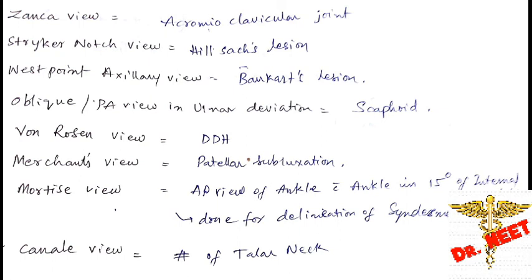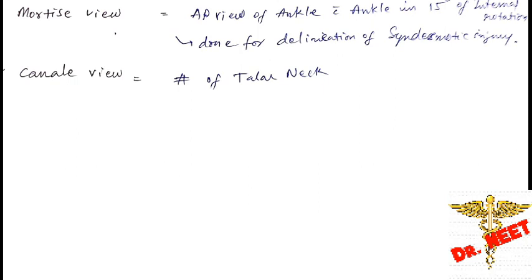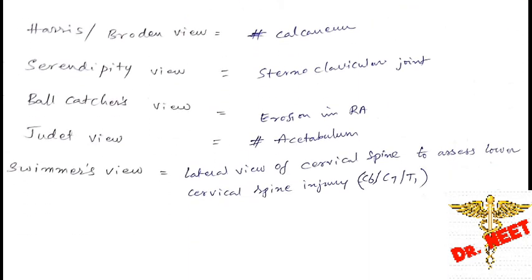Mortise view is an AP view of ankle with ankle in 15 degrees of internal rotation, done for delineation of syndesmotic injury. Canale view is used for fracture of talar neck. Harris or Broden view used for fracture calcaneum. Serendipity view used for sternoclavicular joint. Ball catcher's view is used for erosion in rheumatoid arthritis. Judet view is used in fracture acetabulum. Swimmer's view is used for lateral view of cervical spine to assess lower cervical spine injury.